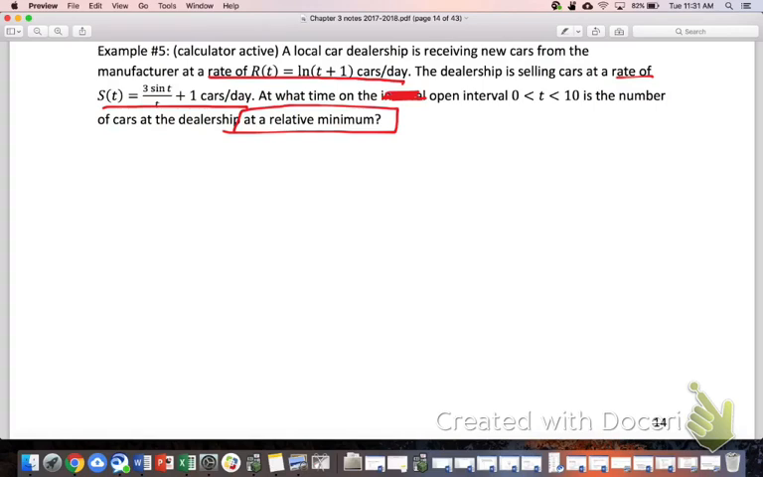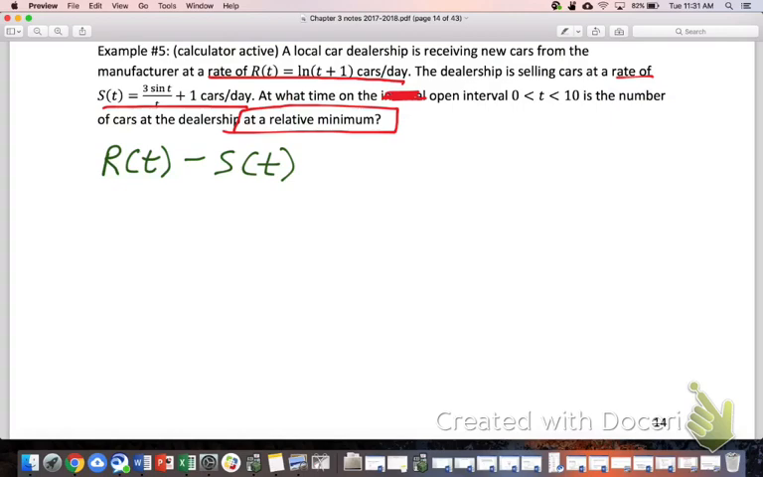So you can do this a number of ways. Here would be one of the easier ways. You could say the rate coming in is R of T, so that would be positive, and the rate leaving is S of T, so we're going to subtract that. So R of T minus S of T, that is what we call the net rate of change of cars at this dealership. So if we really are looking for a critical number, what should I do with that net rate?